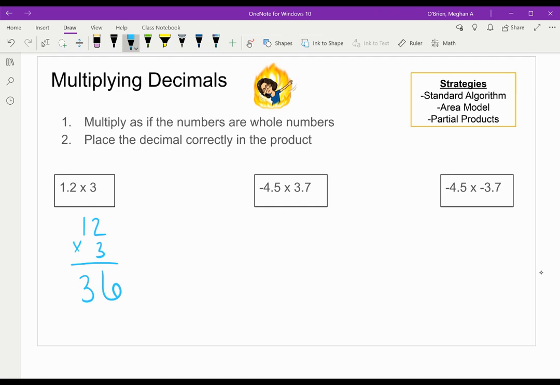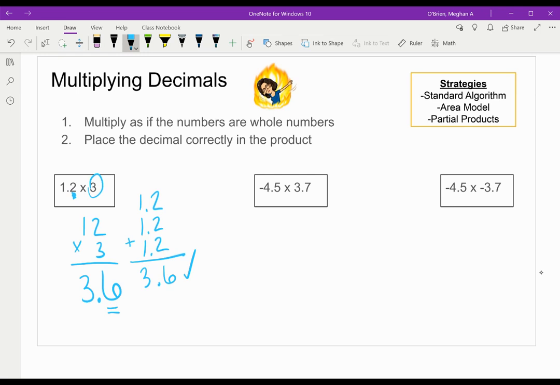Let's think back. This is tenths right there. So that means tenths times this other number that's just a whole number. My result will be tenths. So the decimal should go here, showing that the product is 3 and 6/10. Checking it, 3 groups of 1 and 2/10 is 3 and 6/10. Makes sense. Always, as a mathematician, ask yourself, is your answer reasonable? Let's try the next one.